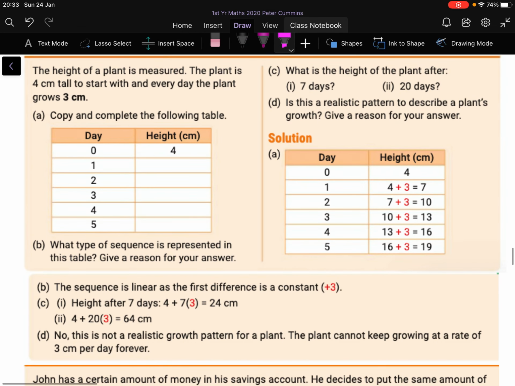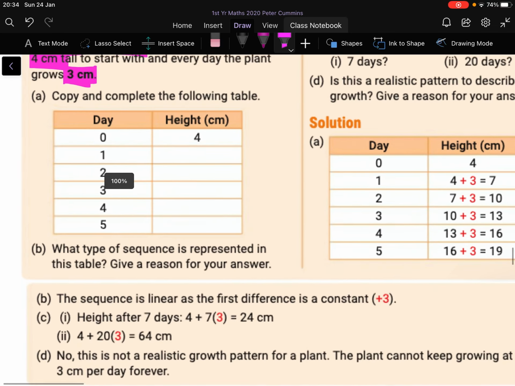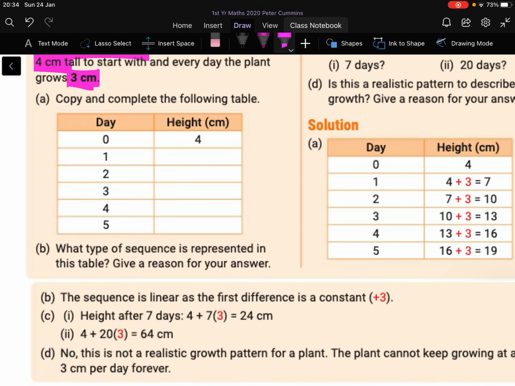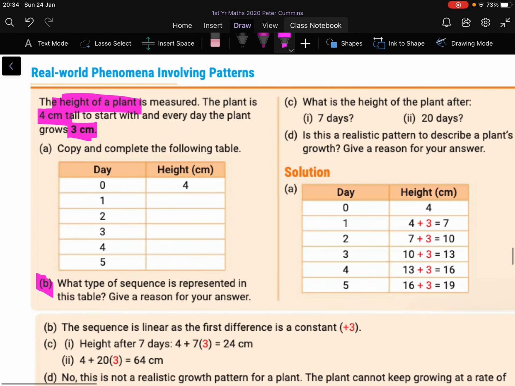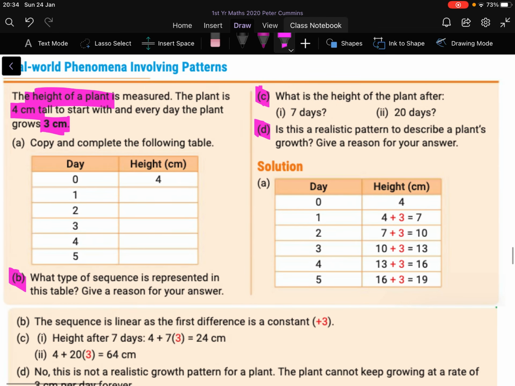If you have the height of a plant, and when you get it and put it in the soil, it's 4 centimeters to start with. And every day after that, it grows 3 centimeters a day. So you end up with a table like this that you can fill in as the plant grows. Copy and complete the table, and then these questions: what type of sequence, what's the height after 7 days and 20 days, and is this realistic? Is this a realistic thing you're going to get for a plant?